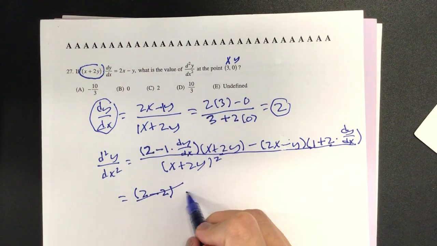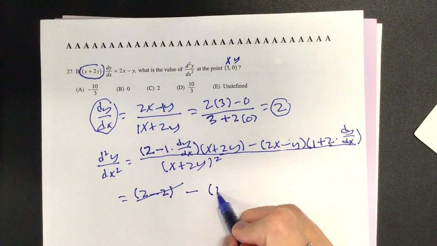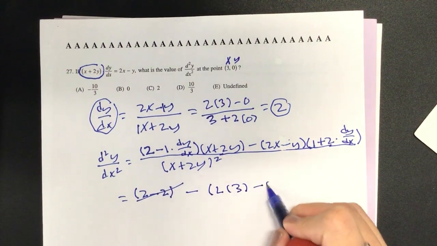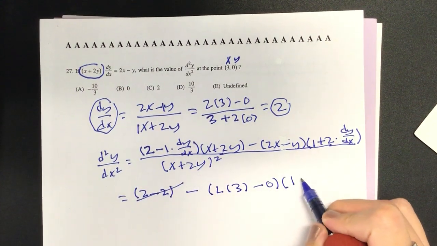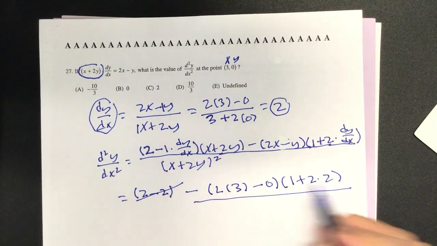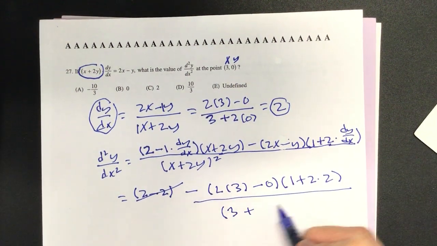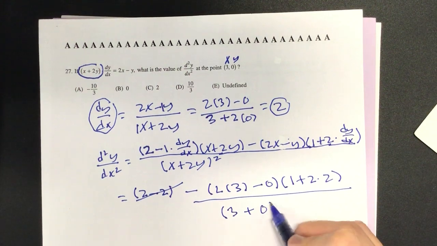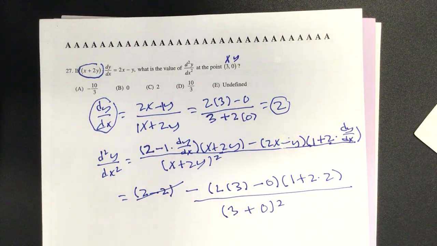Let's plug into the next one. Minus. We have 2 times 3 minus 0, and then 1 plus 2 times 2, all divided by 3 plus 2 times y. The y is 0. Okay, let's go ahead and simplify that.